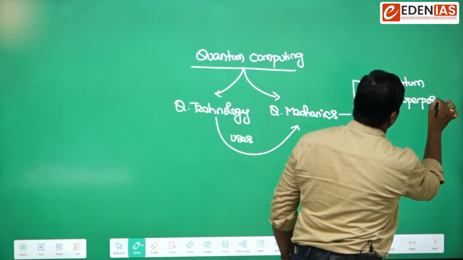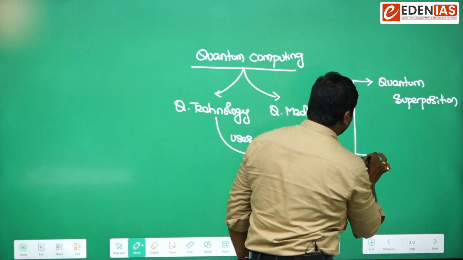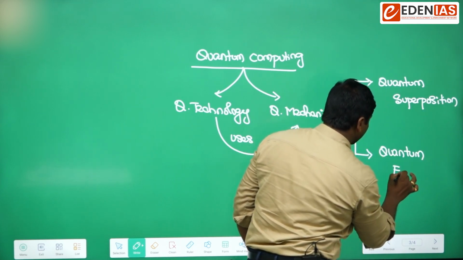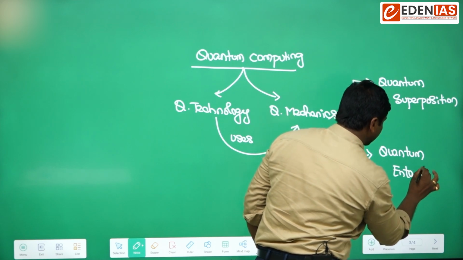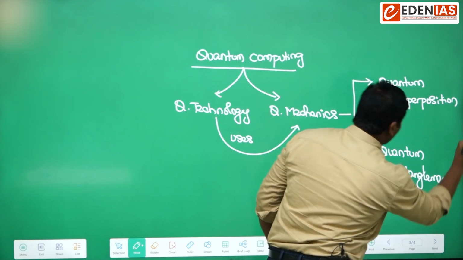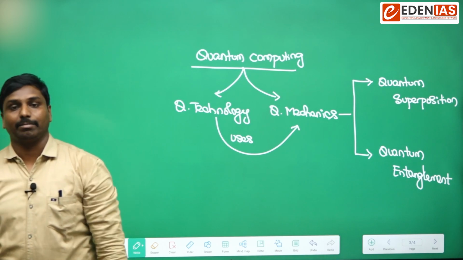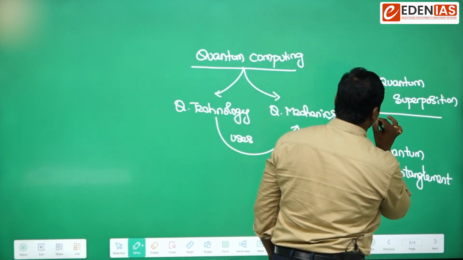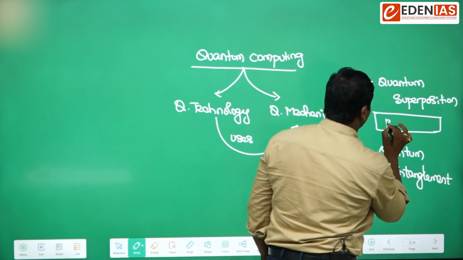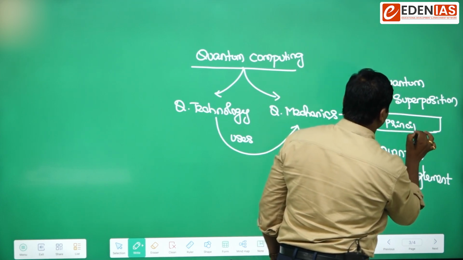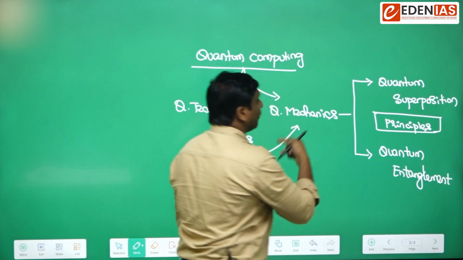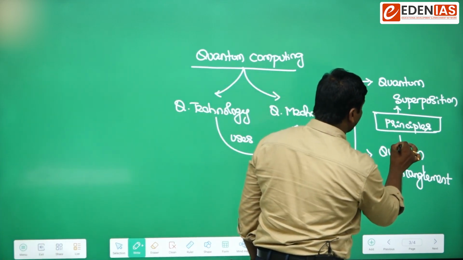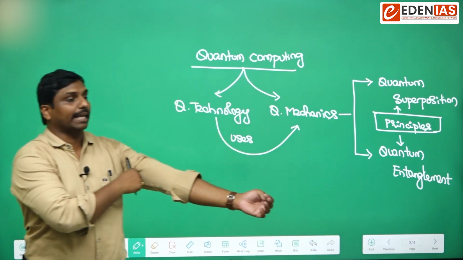superposition and quantum entanglement. Quantum superposition and quantum entanglement are the two principles that are present with respect to quantum mechanics. Okay, one principle is known as quantum superposition and the other one is quantum entanglement.